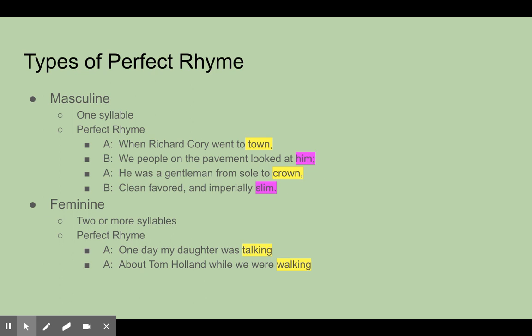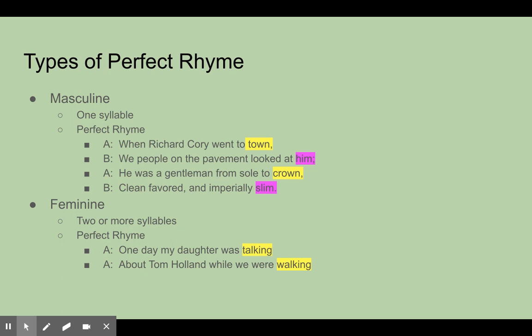And so you'll see our first stanza from our next poem, Richard Cory, there, and I've highlighted for you the perfect rhyme. "When Richard Cory went to town, we people on the pavement looked at him. He was a gentleman from sole to crown, clean-favored and imperially slim." Notice how town and crown and him and slim, one syllable in length and perfect rhyme when you read it out loud.